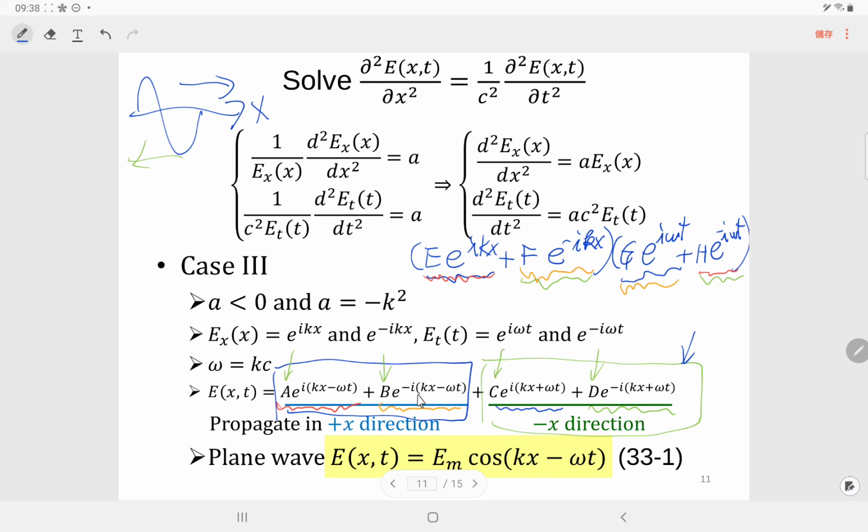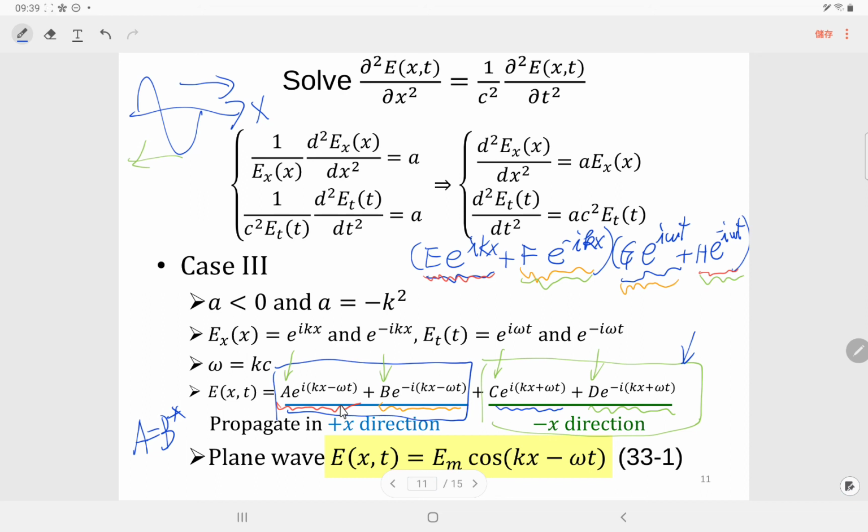But actually, the EM wave exists in the real world, so it should be a real function. You can see it's a real differential equation, which means that this one should be a real function also, and it should satisfy A should be B conjugate. In that case, when they add together, they will become a real one, and the imaginary parts will cancel with each other.